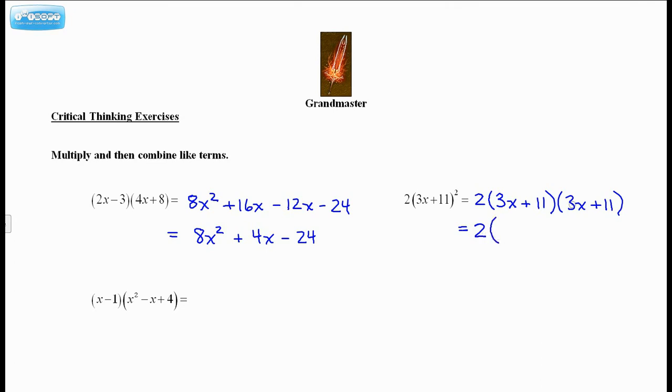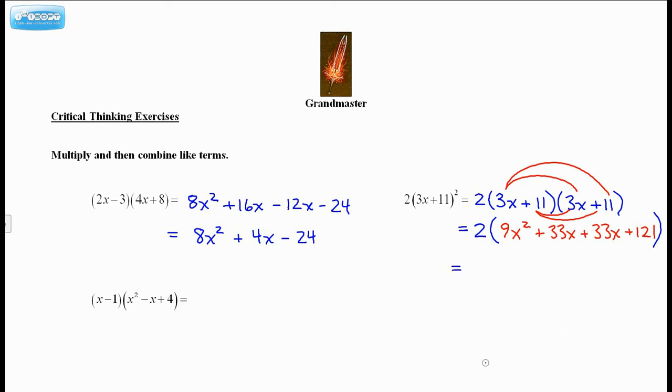I'm just going to apply FOIL to this stuff. So first, outside, inside, last. Put all that inside stuff in red. So that's going to give me 9x squared plus 33x plus 33x and 11 times 11. I get 121.